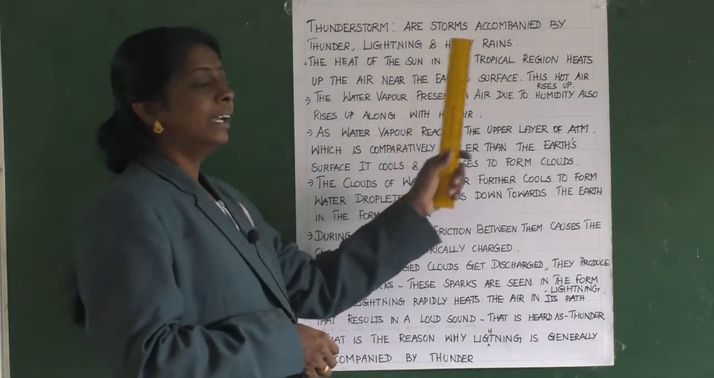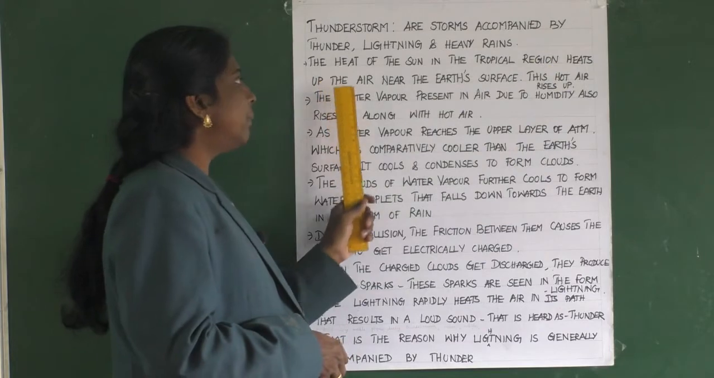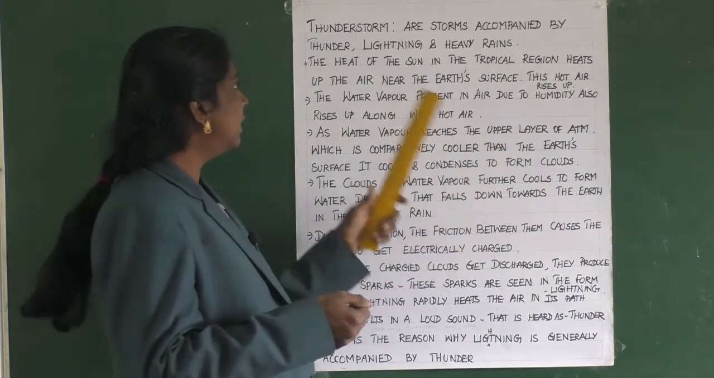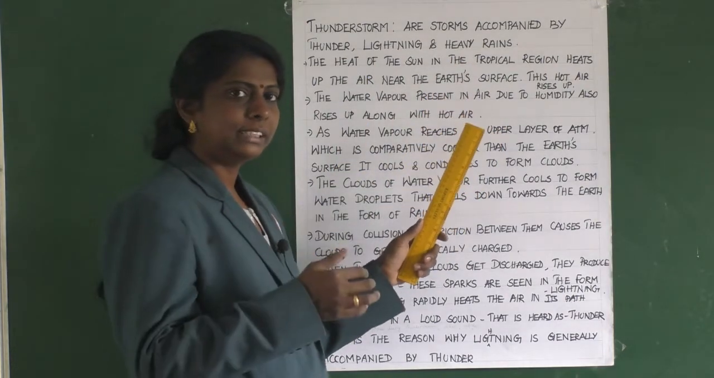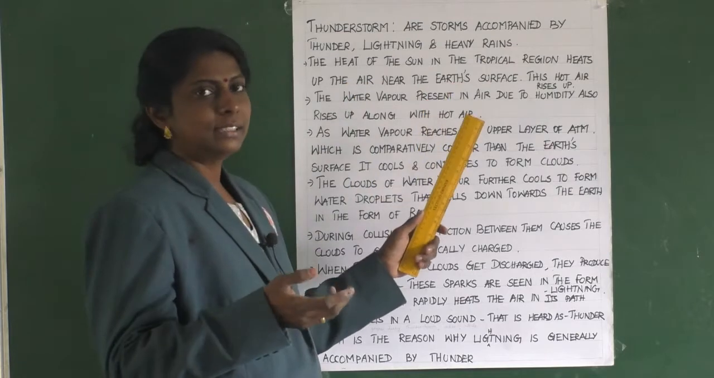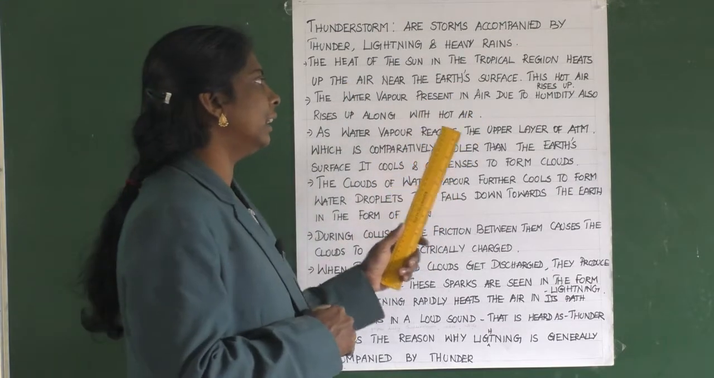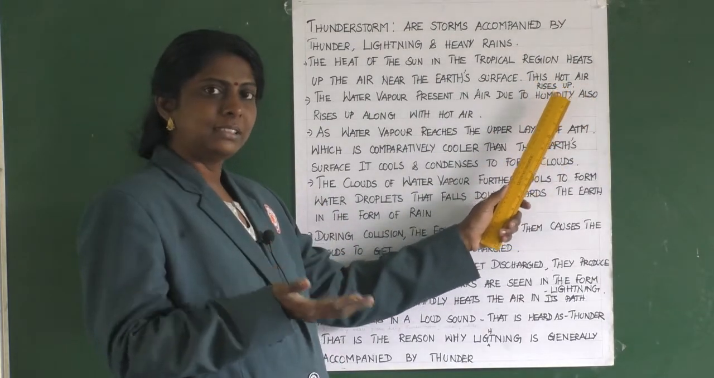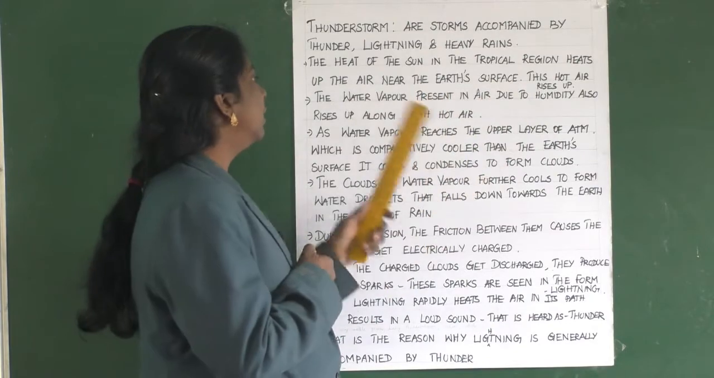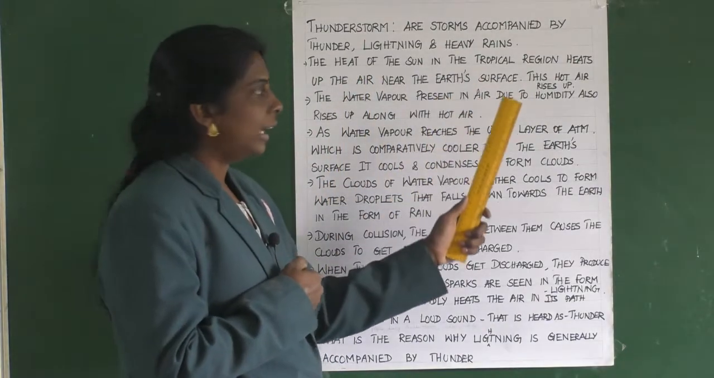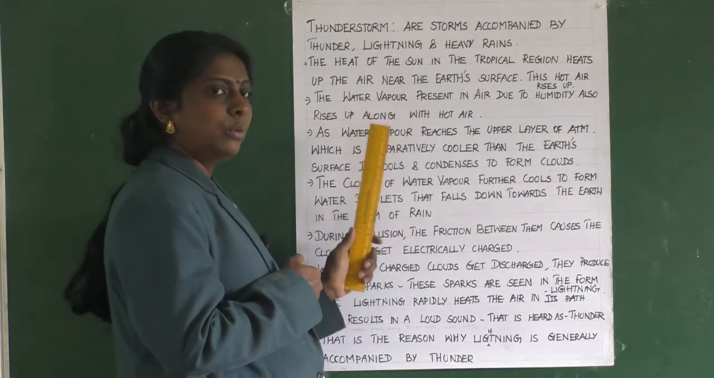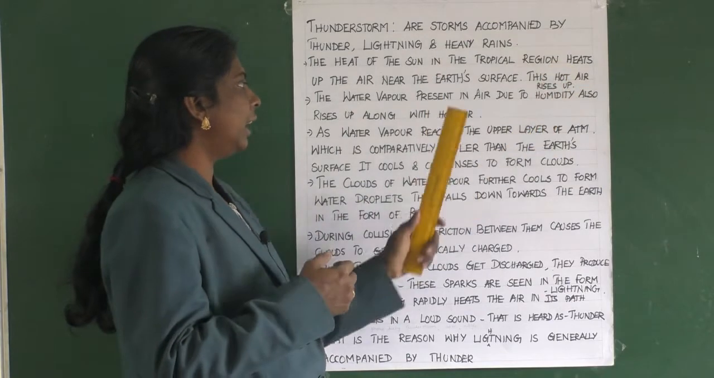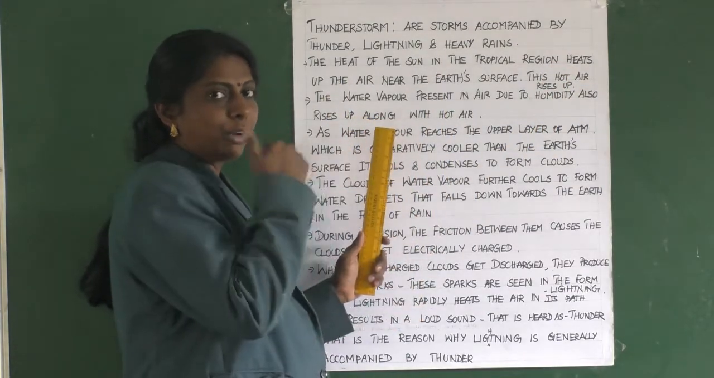The heat of the sun in the tropical region heats up the air near the earth's surface. It will heat the air. Thus this hot air rises up. Then the water vapor present in the air due to humidity also rises up along with the hot air.